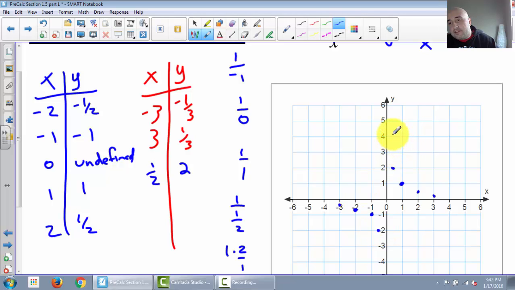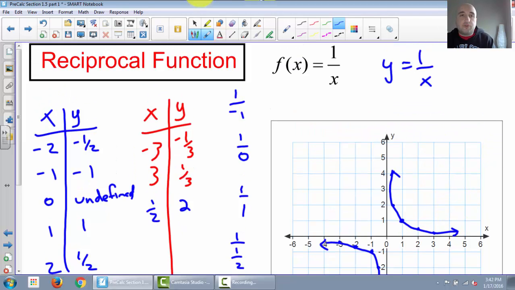So now I can kind of see what I got going on. I have what's called a hyperbola that we'll learn more about in PreCalc B, but it looks like this. And notice that we have a vertical asymptote at 0 and we have a horizontal asymptote at 0. So this graph can never be equal to 0 because it's undefined. Okay, so that is our parent function for reciprocals.